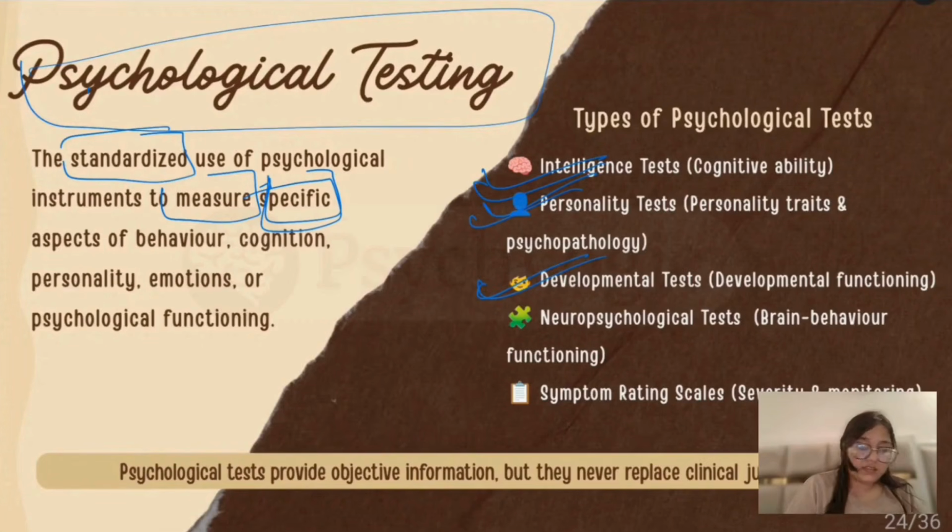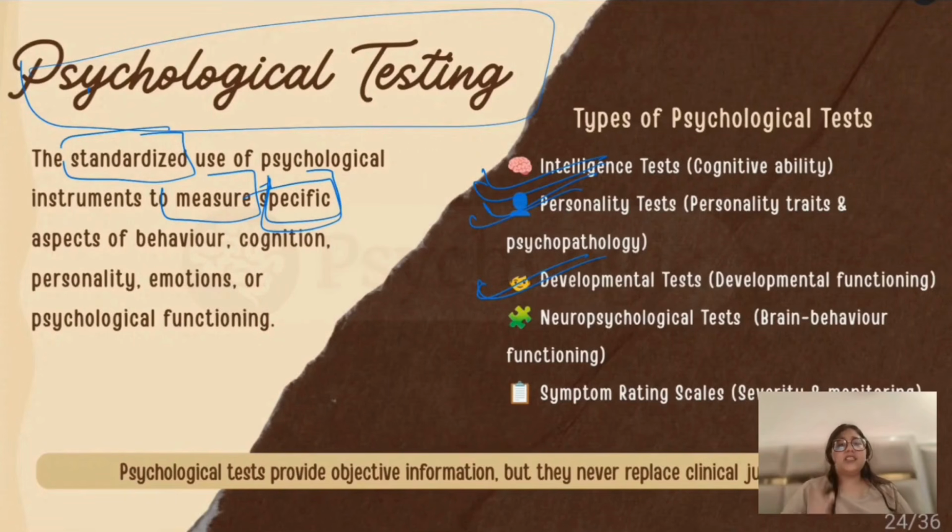Then developmental tests. They are usually done for children to assess their developmental milestones. Neuropsychological tests are to measure your brain functioning, your behavior tendencies, right? It is especially done after a brain injury or a stroke or some kind of neurological disorder. And then symptom rating scale. They measure the severity of any kind of disorder, like HAM-A, we have HAM-D, we have BDI.